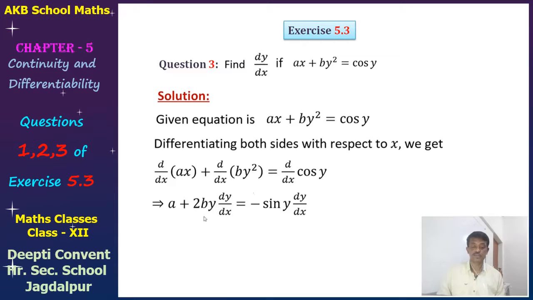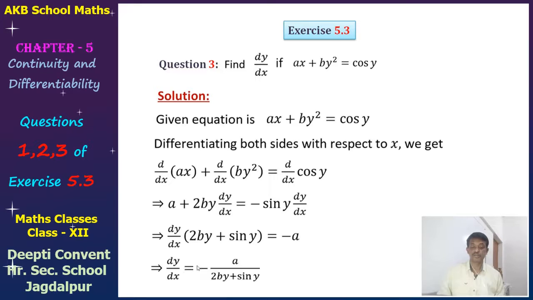Now here dy/dx is in two places. So transferring, you can get the value of dy/dx. Transferring this sin y dy/dx to the left side, so plus, 2by plus sin y and dy/dx common out, and a transferring to the right side, so minus a. So here dy/dx equals minus a upon (2by plus sin y). The derivative is also in terms of y. Okay, this is the derivative of y with respect to x.